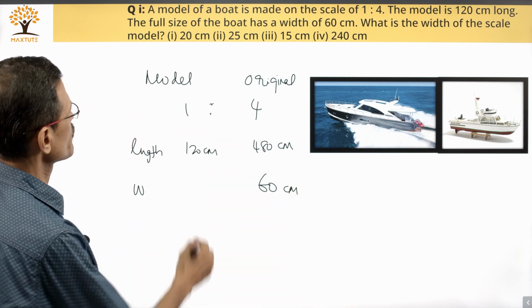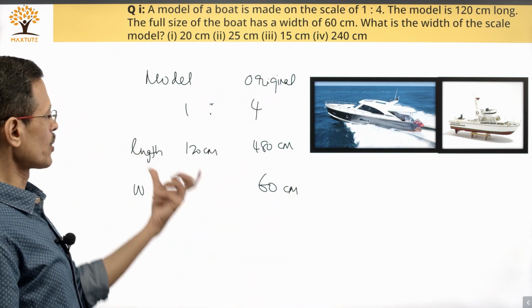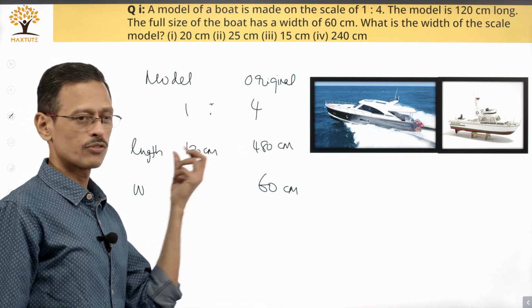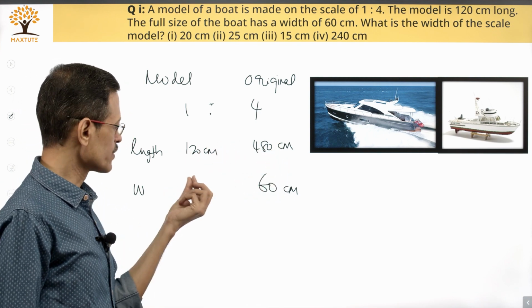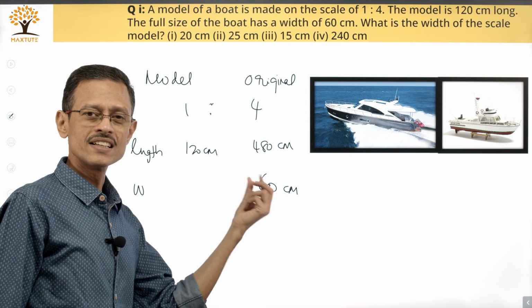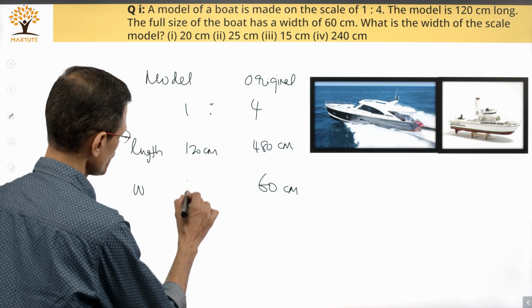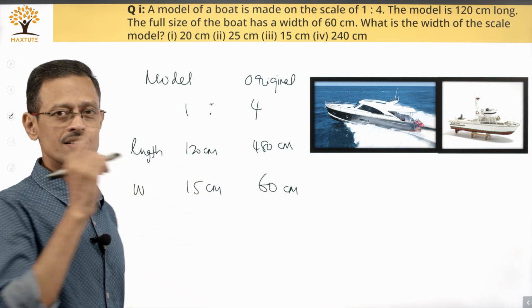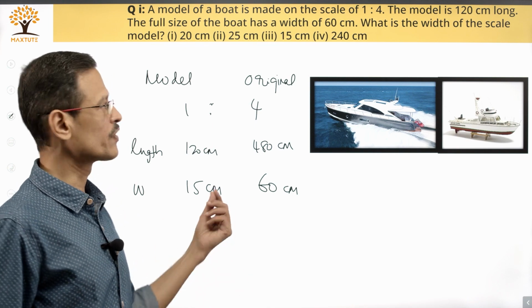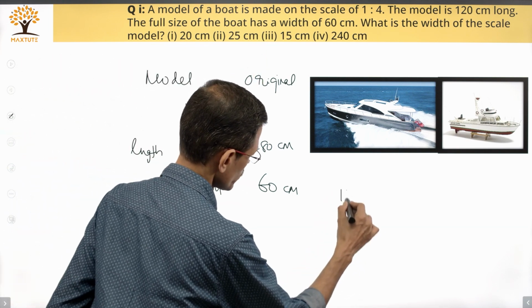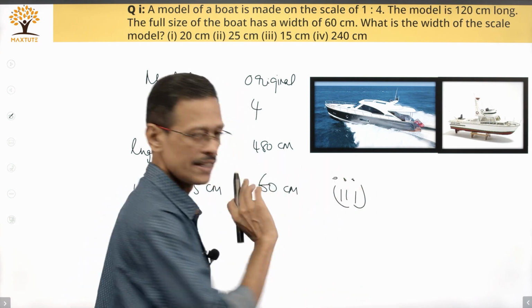What is the question asking us to find out? What is the width of the scale model? It's in the ratio of 1:4. If it is 120, this is 480. If this is x, this is 4x. This is 60. 60 is 4 parts. So, 1 part is going to be equal to 15 centimeters. In the scale, the width of the boat is going to be 15 centimeters. Choice 3 is the answer to this question, right? Very straightforward, easy one, right?